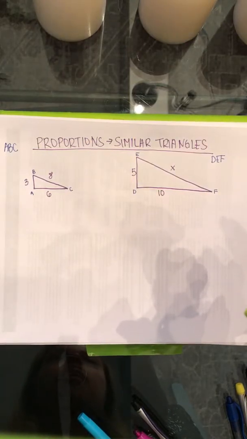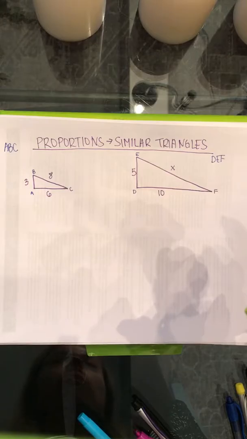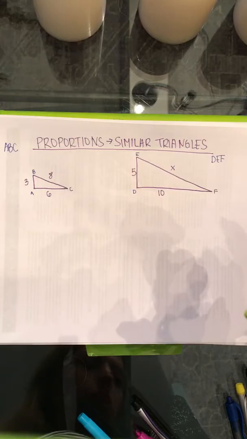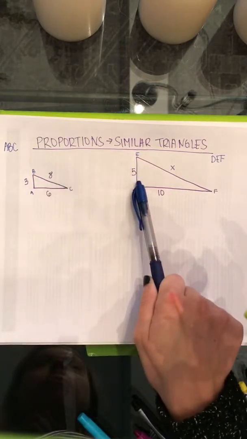All right, guys, now we're going to talk about proportions as it relates to similar triangles. So we already figured out how to make proportions super easy. We just have to stay organized and remember our equivalent fractions. Now let's look at triangles. Similar triangles, what does that mean? That means the sides of each triangle are proportional.